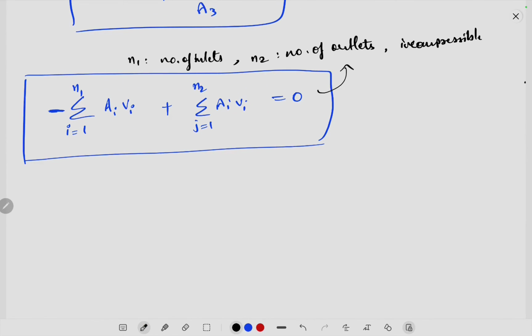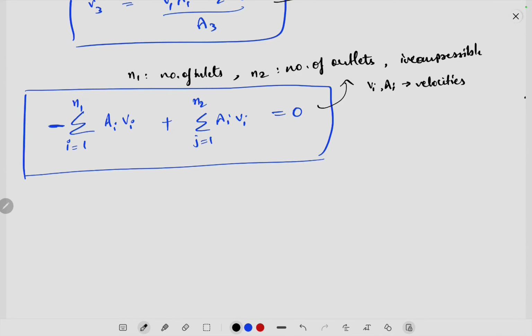So this is a general expression when a fluid is flowing and you are given that n1 is the number of inlets, n2 is the number of outlets, the fluid is incompressible, and vi and ai are the fluid velocity and area of cross section for the ith cross section.